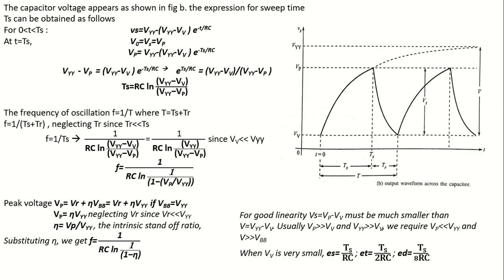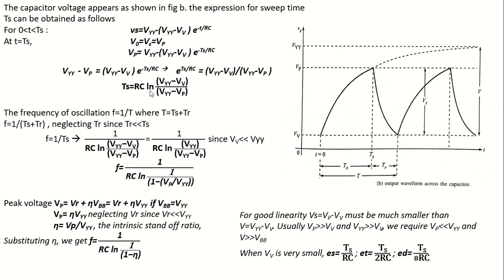To derive the frequency of oscillation, f equals 1 by T. Here the total time period T is the sum of the sweep time ts as well as the restoration time or flyback time tr. So f equals 1 by T, where capital T equals ts plus tr. Substituting this, f equals 1 by (ts plus tr). Neglecting tr, since the restoration time is comparatively small compared to ts, f equals 1 by ts.